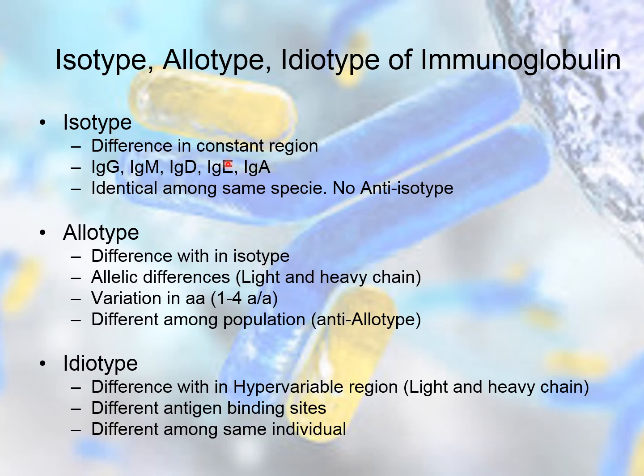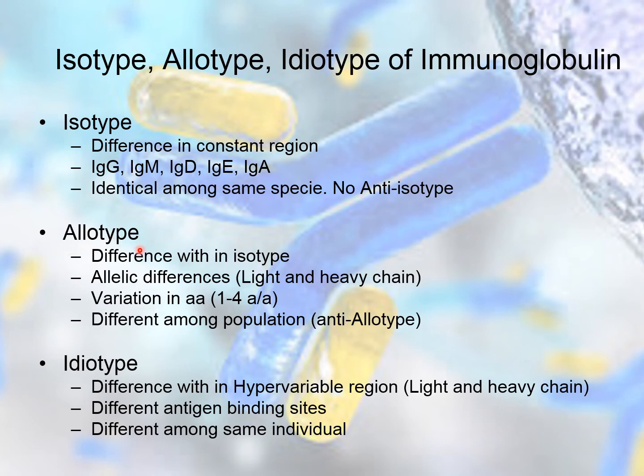These isotypes are identical within the same species. So all humans would have the same isotypes. As a result, there is no response against these isotypes, or there is no anti-isotypic immune response. But remember, isotypes may vary between individuals of different species.